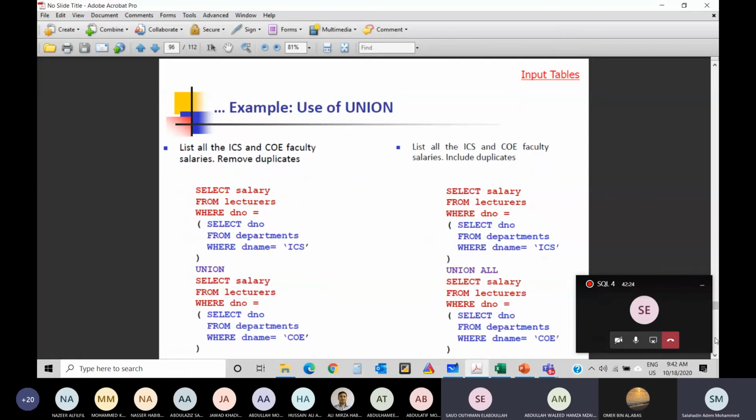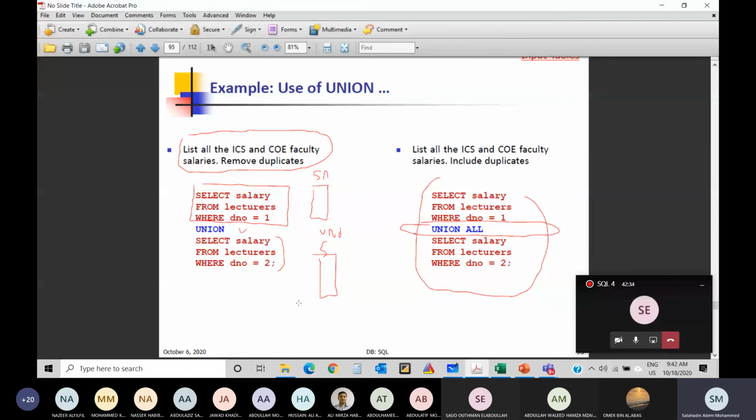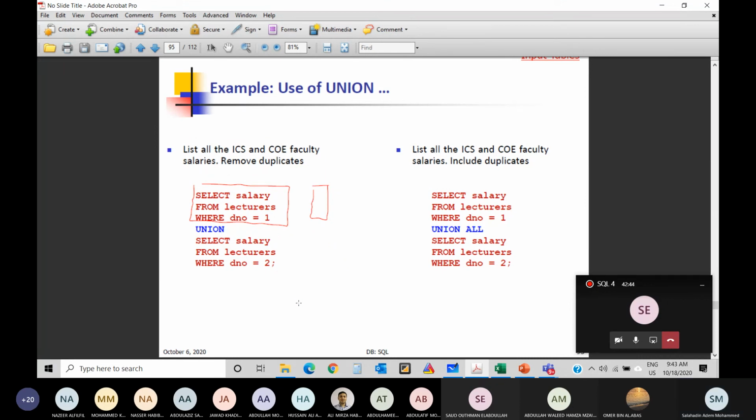Very good. Now let me take you back to the second one. Of course, here what I did, I cheated. Did I cheat here, guys, or didn't I? Can you see my cheating here? I cheated, right? How do I know DNO equals 1 is ICS? How did I know this? What did I do? You know the tables. Yeah, I went to the table and saw it, and so on.